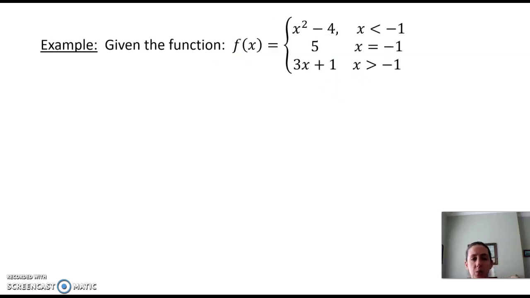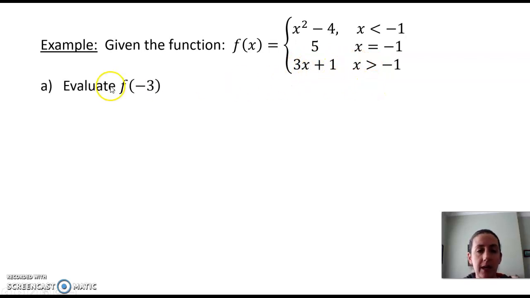Now let's look at this piecewise function, f of x. We have 3 pieces. The piece when x is less than negative 1, that's going to be x squared minus 4. The piece where x is equal to negative 1, then my output's going to be 5. And the piece where my x is bigger than negative 1, then my output's going to be 3x plus 1.